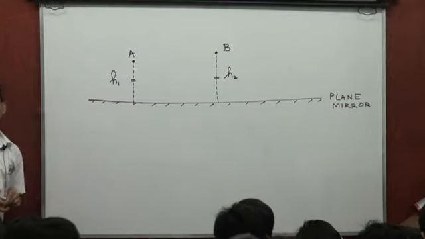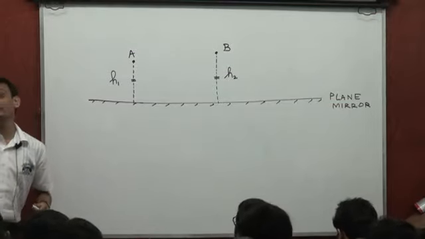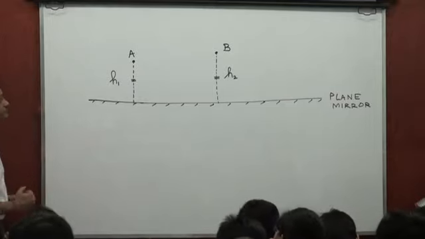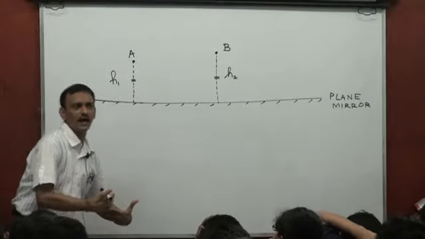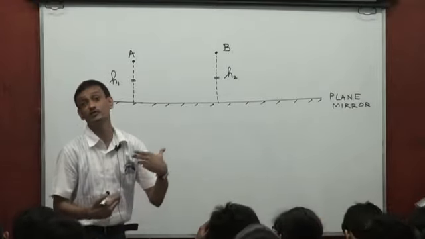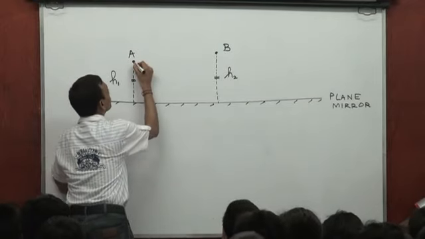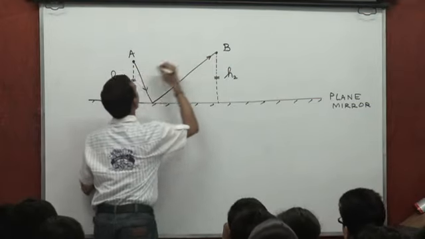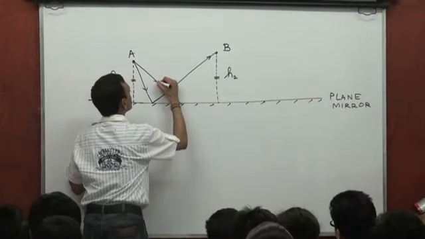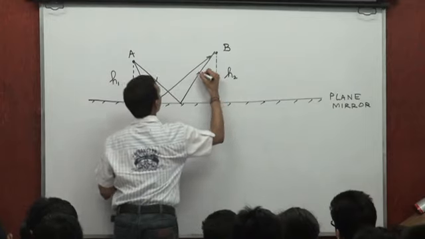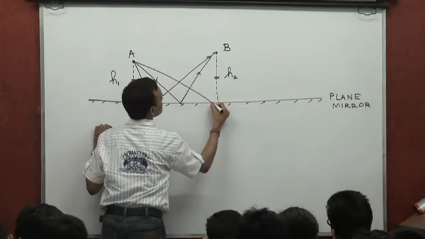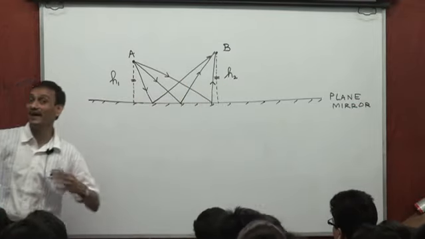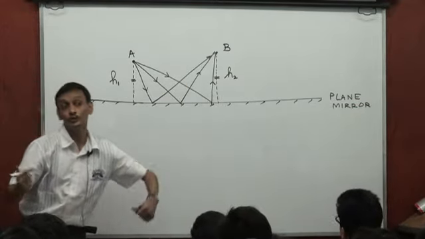Now we want a ray of light to go from A to B after having suffered reflection at the mirror. Now, there are so many ways the light could travel from A to B having suffered reflection at the mirror. For example, it could go like this and then head towards B, or it could go like this and then head towards B, and so on and so forth. There are very many ways the ray of light could go from A to B.